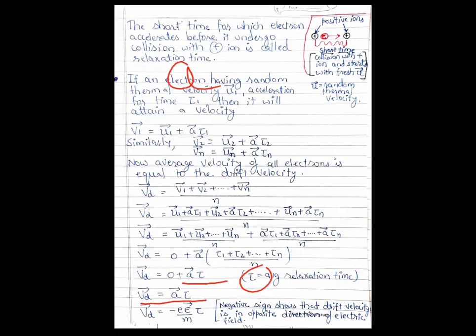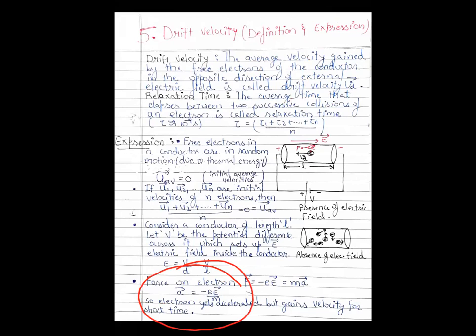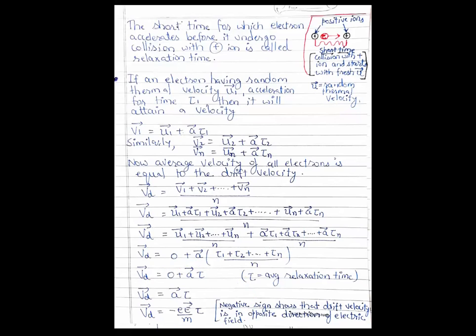But a हमें पता है. We know the value of a that we had calculated on the previous page. That is minus E capital E upon m. I'll show you here with it. Here you can see acceleration is minus E capital E upon m. Right? So this is your formula for your drift velocity, that is a tau, where a is the acceleration and tau is the average relaxation time. Putting the value of a as minus E into capital E upon m into tau. Here the negative sign shows that the drift velocity, that is the velocity with which the electrons are drifted, that is opposite to the electric field. Right, children?